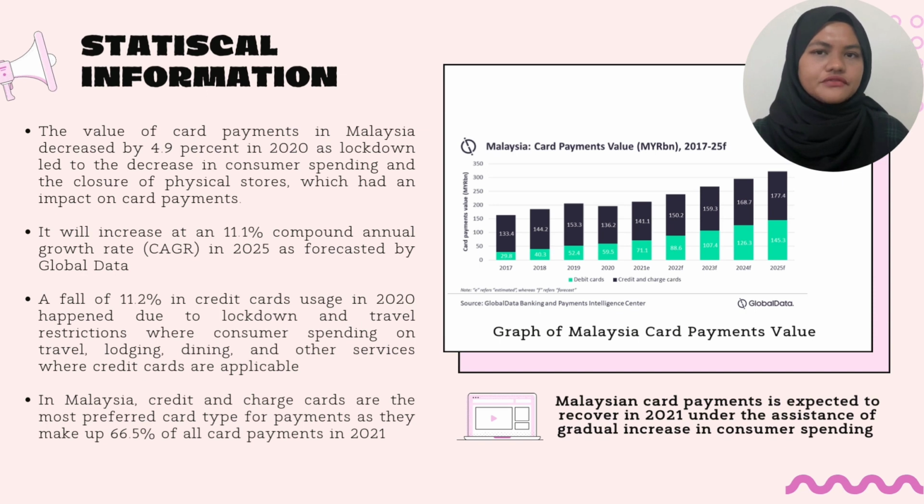A fall of 11.2% in credit card usage in 2020 happened due to the lockdown and travel restrictions, which reduced consumer spending on travel, lodging, dining, and other services where credit cards are applicable. In Malaysia, credit and charge cards are the most preferred card type for payments as they make up 66.5% of all card payments in 2021.